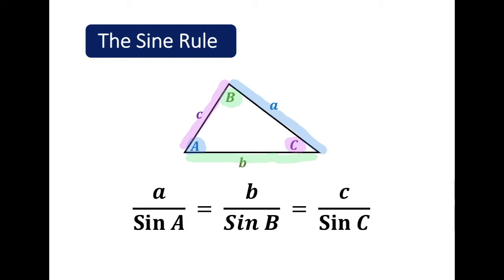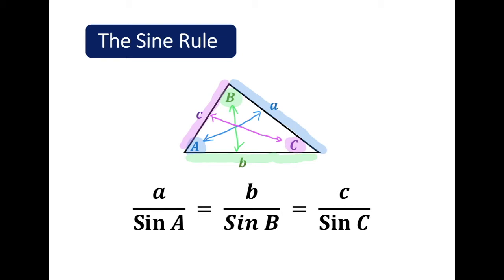So for example, we could use A and C and have A divided by sine of angle A is equal to C divided by the sine of angle C. When using the sine rule, it is important to remember that the side and the corresponding angle are opposite each other. So side A is going to be opposite angle A. Side B is going to be opposite angle B. And side C is going to be opposite angle C. So we can use this when we are working through problems involving the sine rule to be able to label our sides and angles to enable us to use the sine rule.